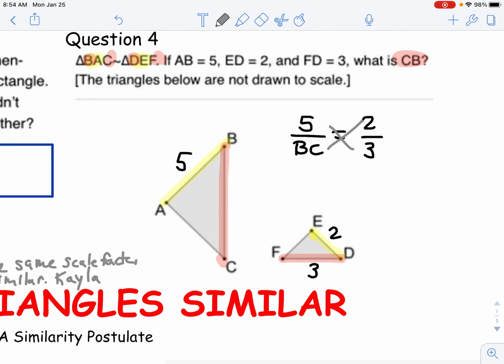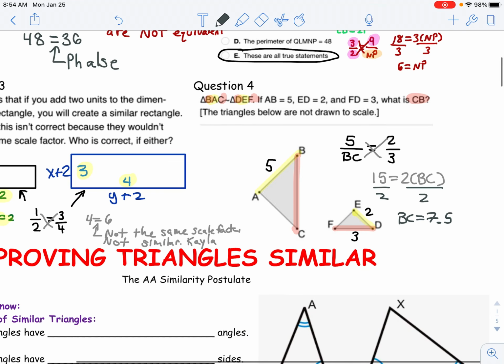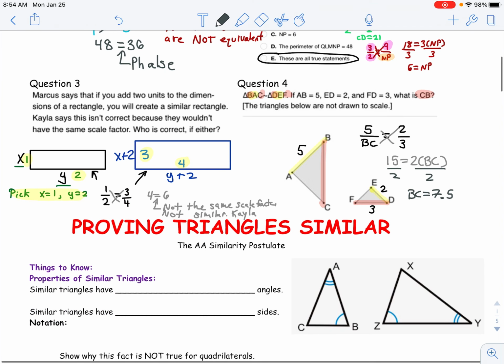And again, once I get this far, it's just a matter of cross multiplying, keeping my work organized. I'm going to get 15 equals 2 times BC. Divide both sides by 2. BC equals 7.5. All right, and that's that.